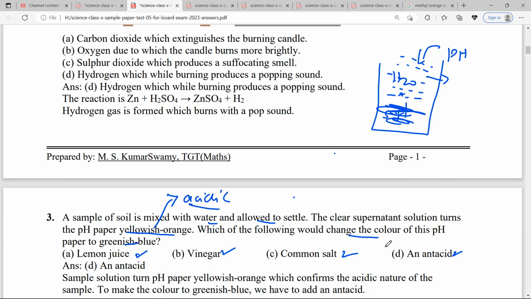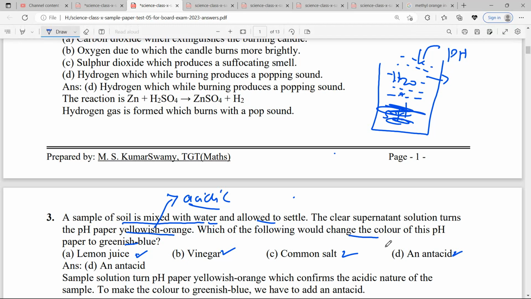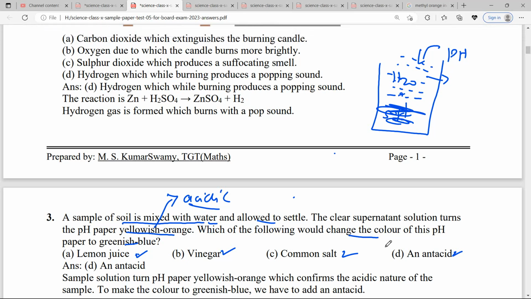Water is a neutral thing. But the water is not alone. The water is mixed with the soil, and soil has some content. Imagine we have a water bottle here. It is clear. If you put some soil in this and shake it, will the water remain as it is? No, the content of the water will change. That is what happened here. Soil mixed with the water and the nature of the water has changed. If you dip the pH paper, it shows yellowish orange, which is an indication of acidic nature.